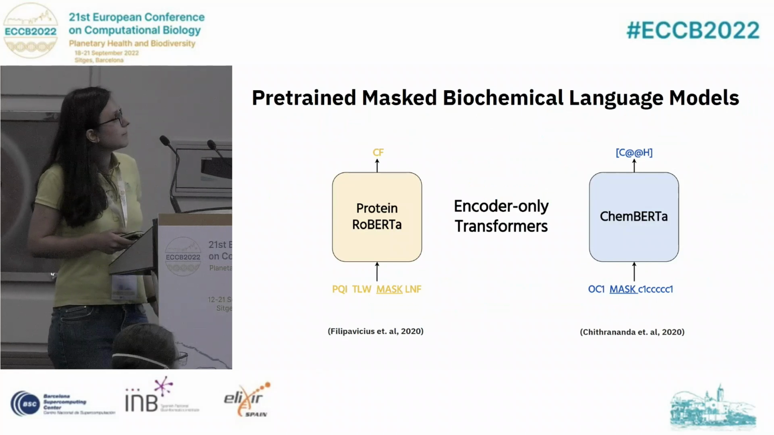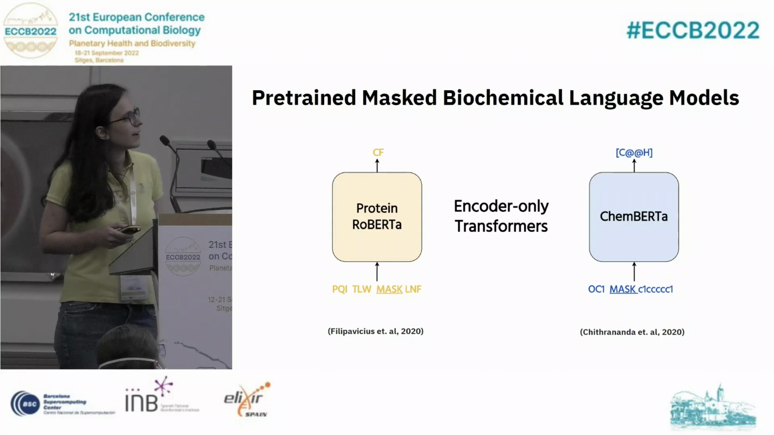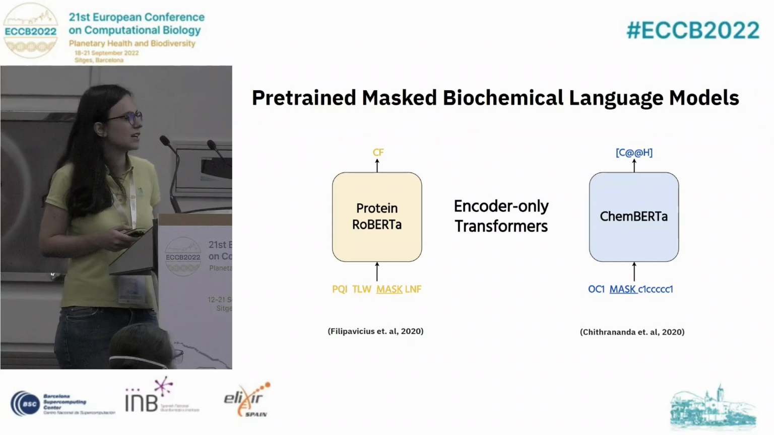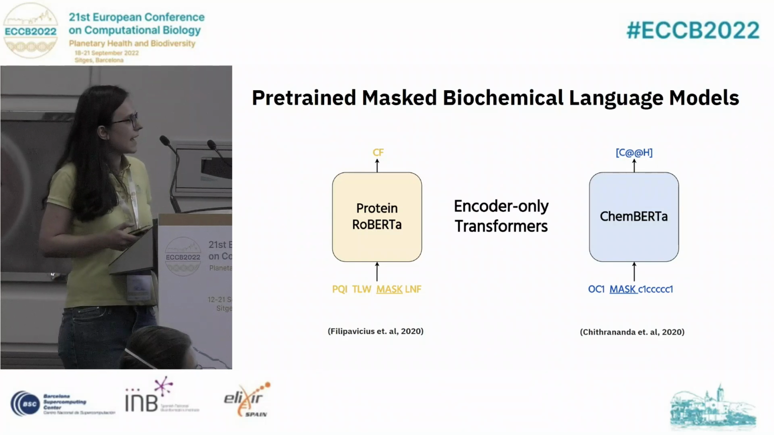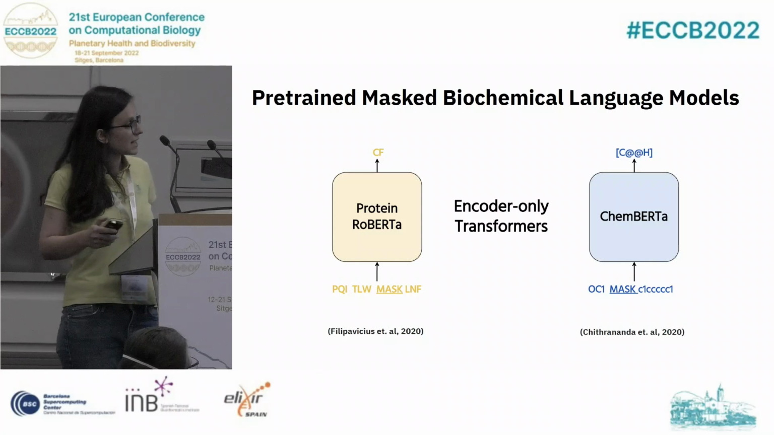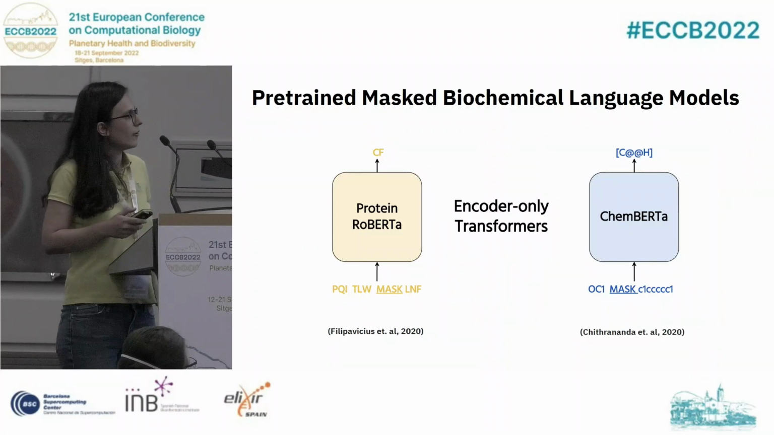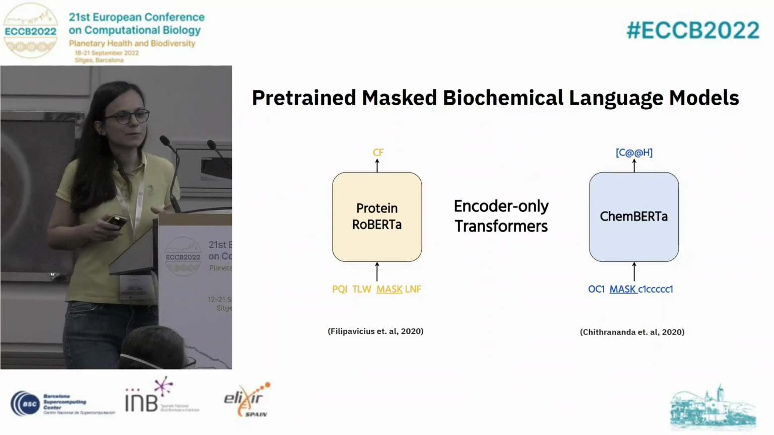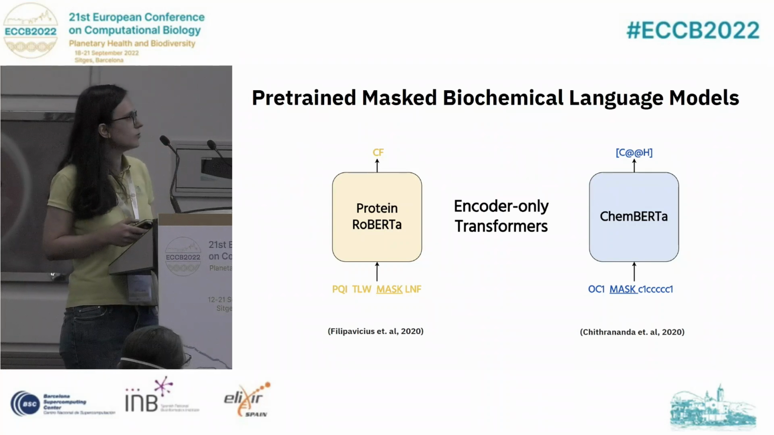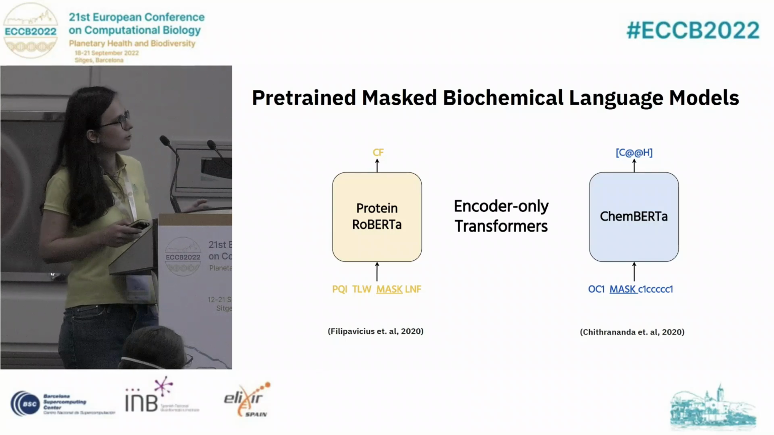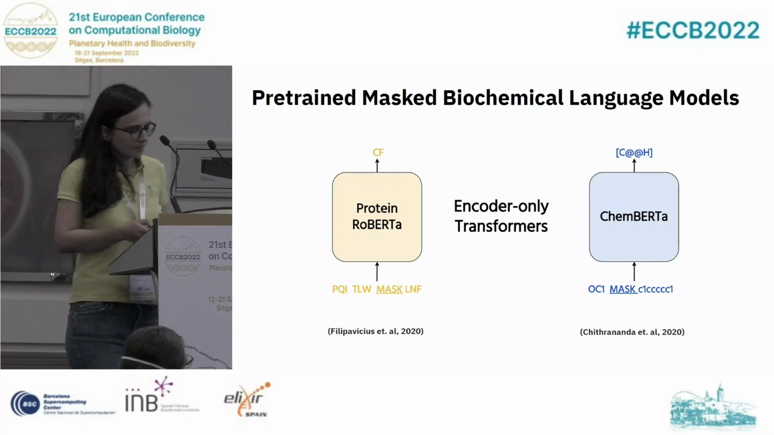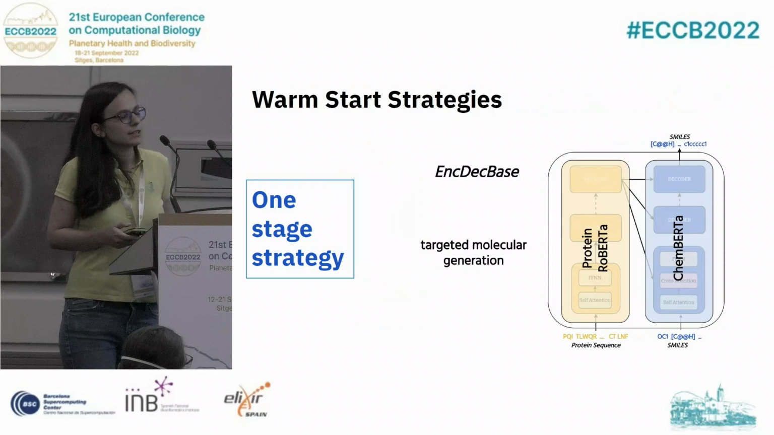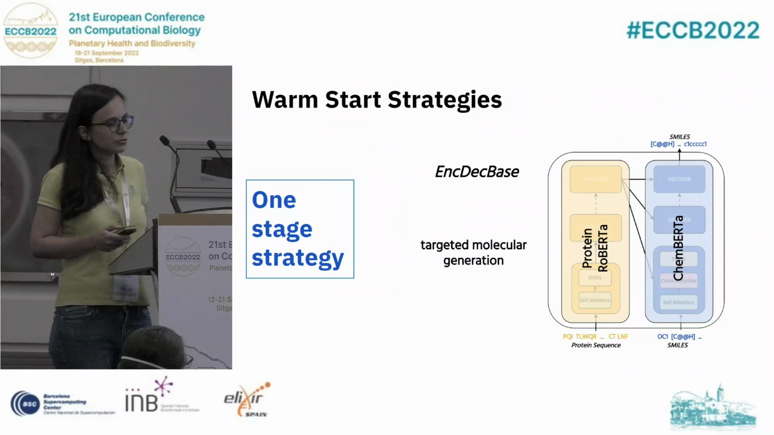So the models we have used here are ProteinRoBERTa and ChemBERTa models, which are both encoder-only transformers and are trained with masked language modeling, where the aim is to predict masked tokens in the input. Note that these models focus on both the left context and the right context of the input. And we propose two strategies here, a one-stage strategy and a two-stage strategy.